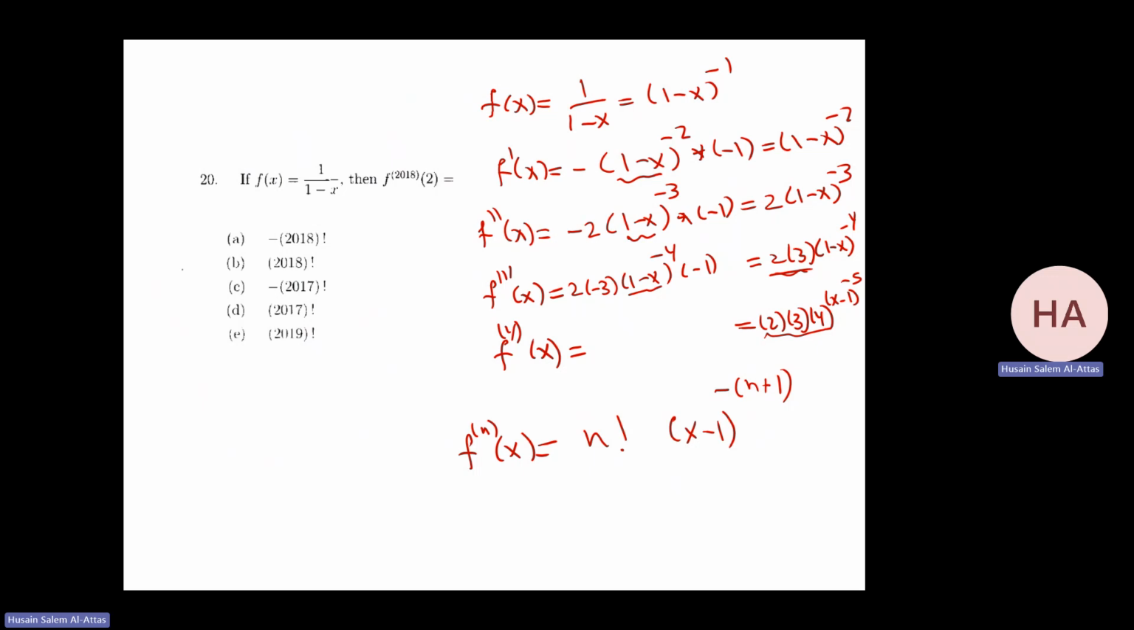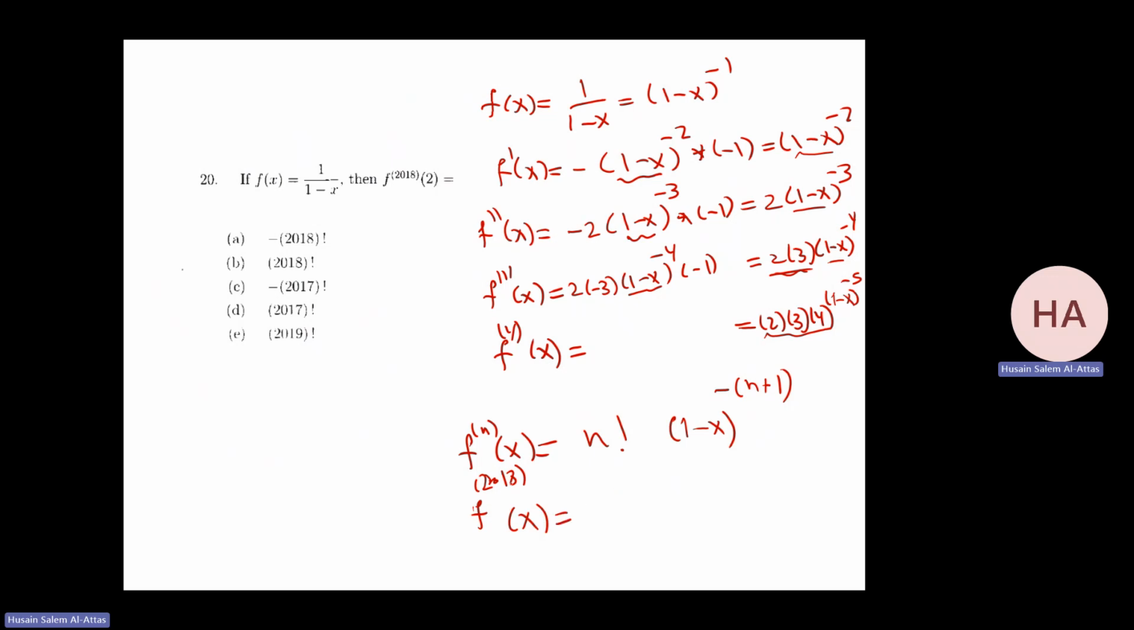Sorry, this is not x minus 1. This is 1 minus x, sorry. I'm writing it 1 minus x, 1 minus x, 1 minus x. That should be 1 minus x. Now, what is the 2018th derivative?